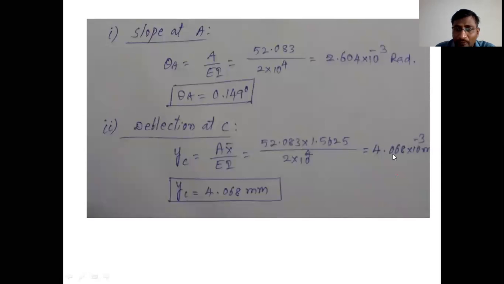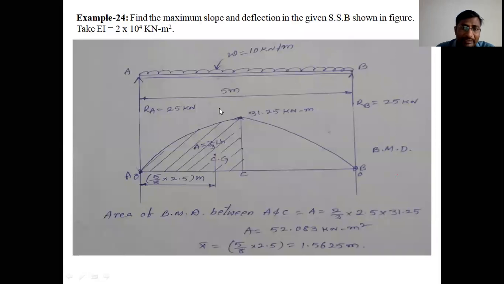Then we get 5.068 into 10 to the power of minus 3 meters. This is the deflection at the center of the beam in meters. If you convert into millimeters, Yc is equal to 5.068 mm. This is the maximum deflection and maximum slope in the beam. Like this, you have to find the area of the bending moment diagram, then the moment of that area about the apex, and then we will get the deflection.